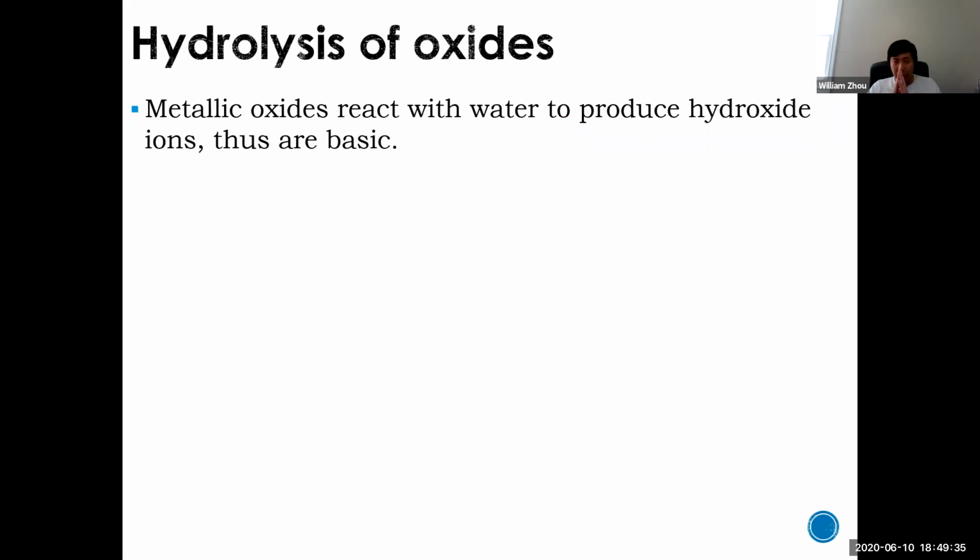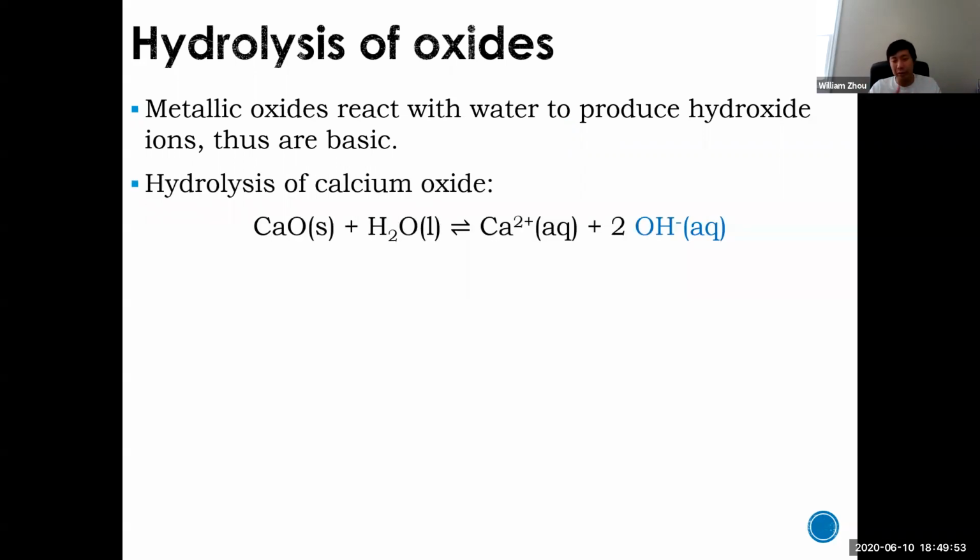Okay, oxides. If you have oxides, you can either have metallic oxides or non-metallic oxides. This is like a review of grade 10. If you have a metallic oxide, you have a metal and oxygen. If you dissolve a metal oxide into water, you will produce hydroxide. So for example, calcium hydroxide. In water, you make calcium ions and OH- ions. Calcium ions are neutral, while OH- is basic. So metal oxides are all basic.